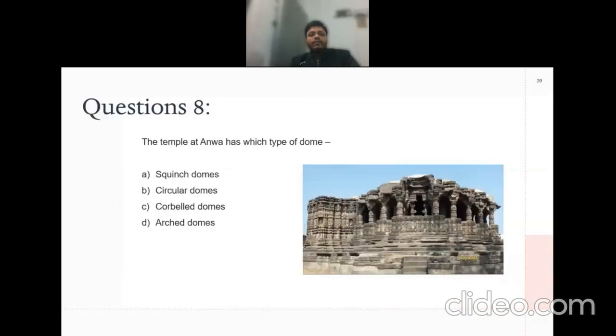Question number 8: the temple of Anva has which type of dome? Is it squinch domes, circular domes, corbelled domes, or arched domes? The temple of Anva has which type of dome? You might all have learned about types of domes, whether it is a squinch dome, circular dome, corbelled dome, or arched dome. So it is corbelled domes.